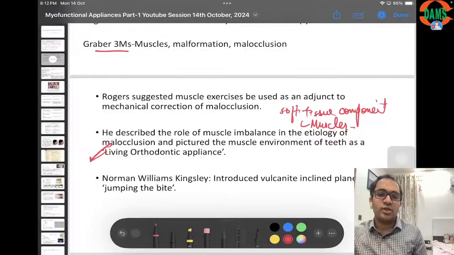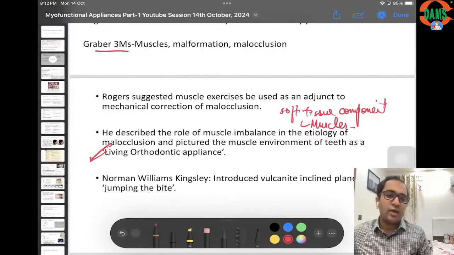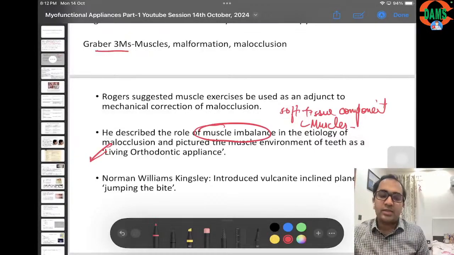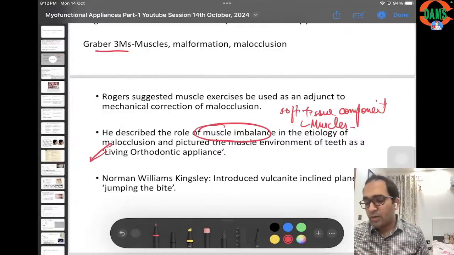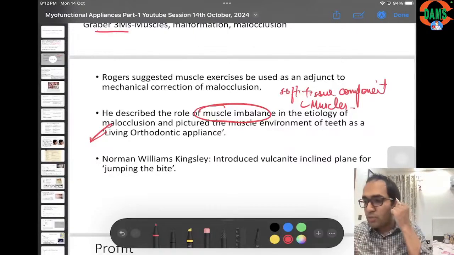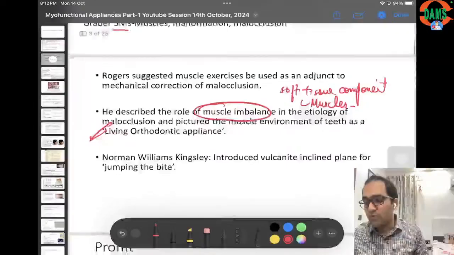Okay, so what he meant to say is that the underlying malocclusion is the result of muscle imbalance. That is, the underlying skeletal malocclusion, be it class 2 or class 3 malocclusion, is the result of surrounding soft tissue imbalance, which results in this deformity. So if we correct this soft tissue or muscle imbalance, we can correct this underlying skeletal deformity. Coming to the next scientist, Norman William Kingsley, he introduced the vulcanite inclined plane for jumping the bite. So these are a few names of scientists important from your exam point of view.